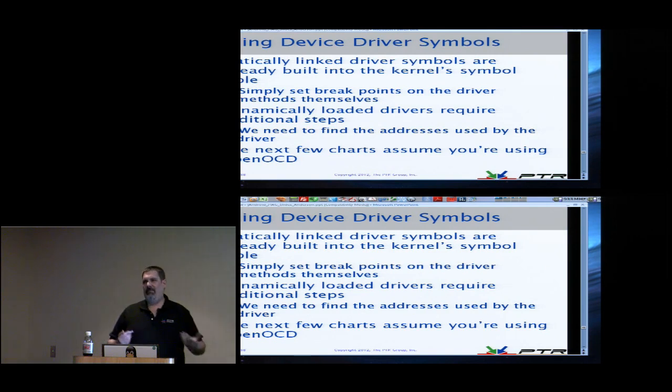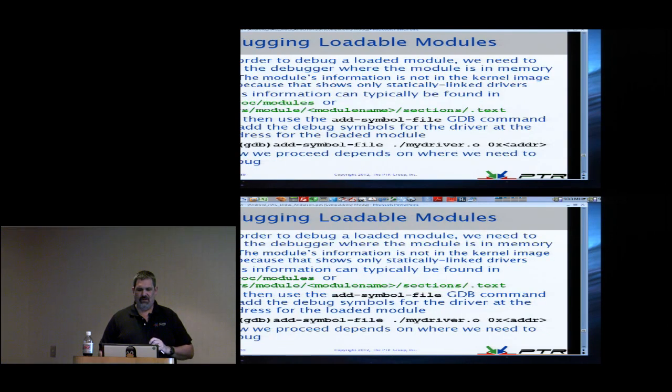Now, what happens if I have a device driver that's dynamically loaded? I don't know the addresses of the dynamically loaded driver at kernel compile time. They're not in the kernel, so I don't have access to them. So how do I go about adding those symbols to GDB? Well, it turns out that it's really not that hard to do. In order to debug a loaded module, what we need to do is find out where the module was loaded into memory in the first place.